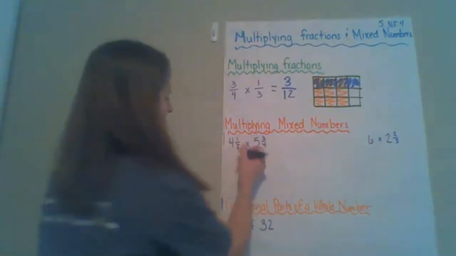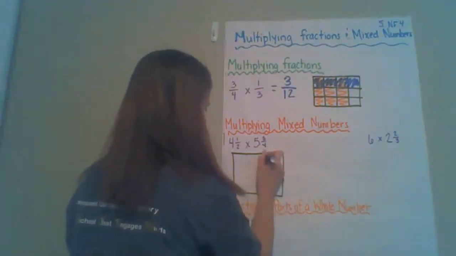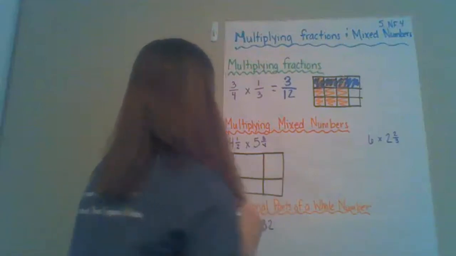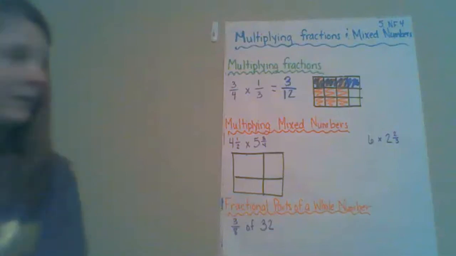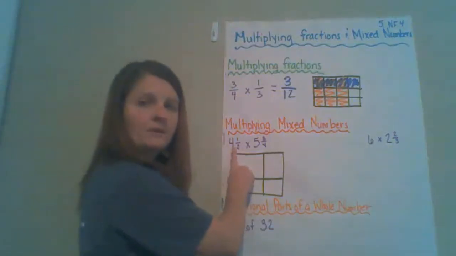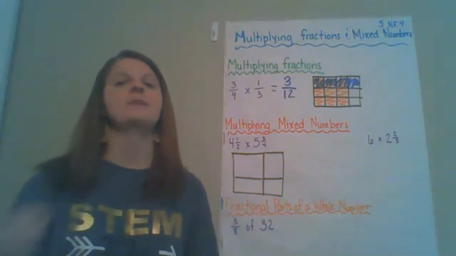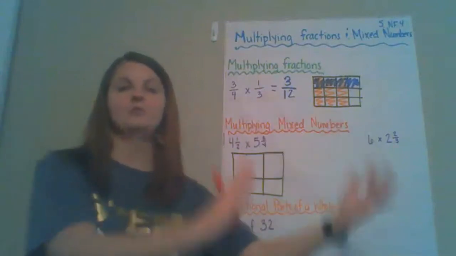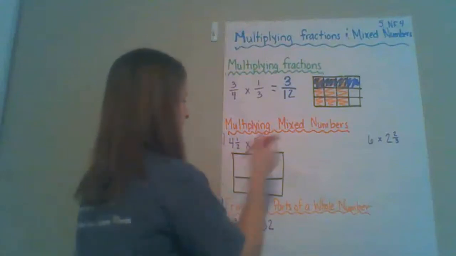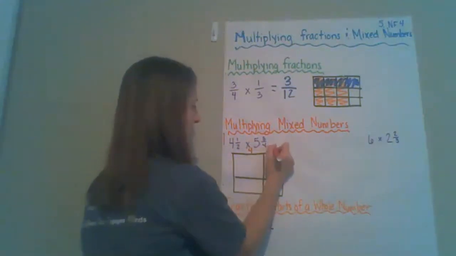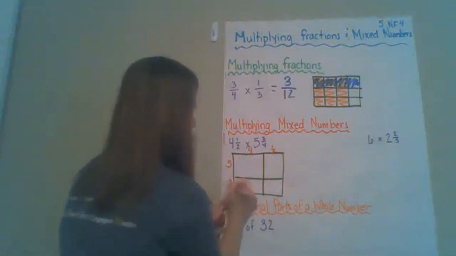Now, when I do this, I have not left myself a lot of room to write my numbers. So I will switch colors to do that. I want to break down each of my mixed numbers into the whole number part and the fraction part. When you do it with whole numbers, you think about each place value. You might do hundreds, tens, ones. So I'm going to do my ones and then my fractional part. So 4 1/2 times 5 3/4.